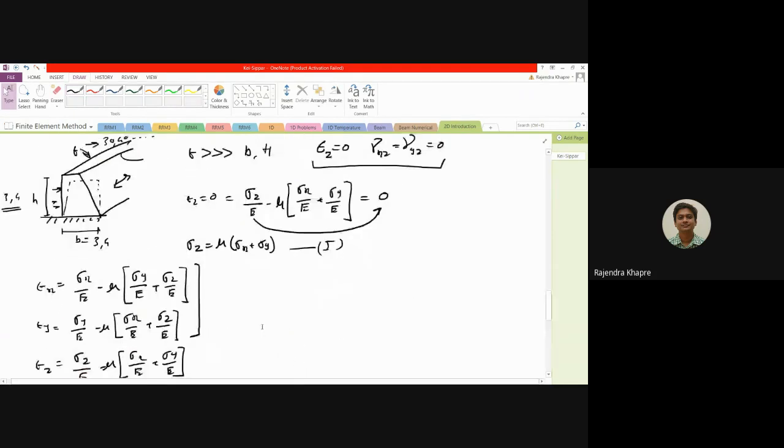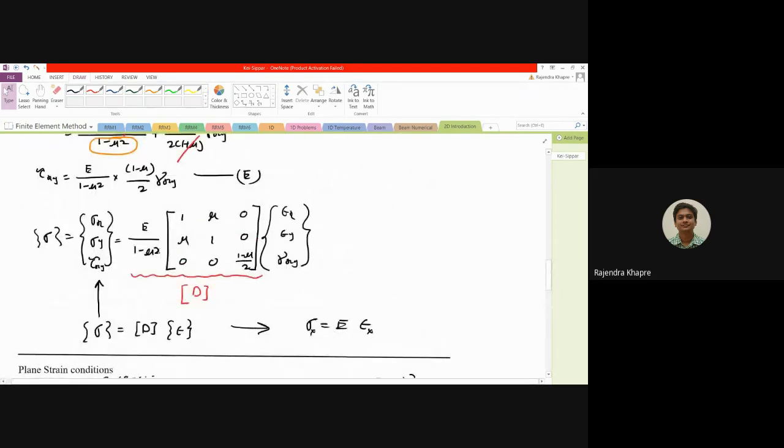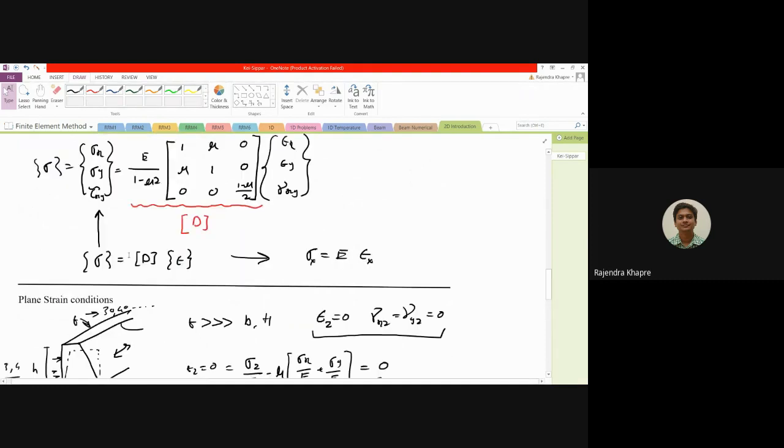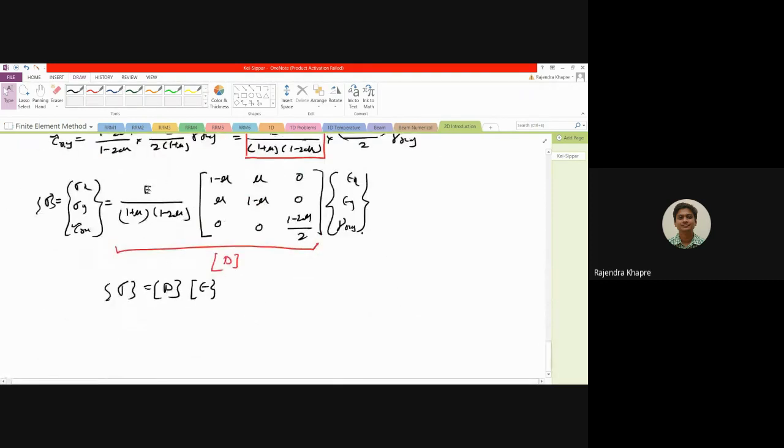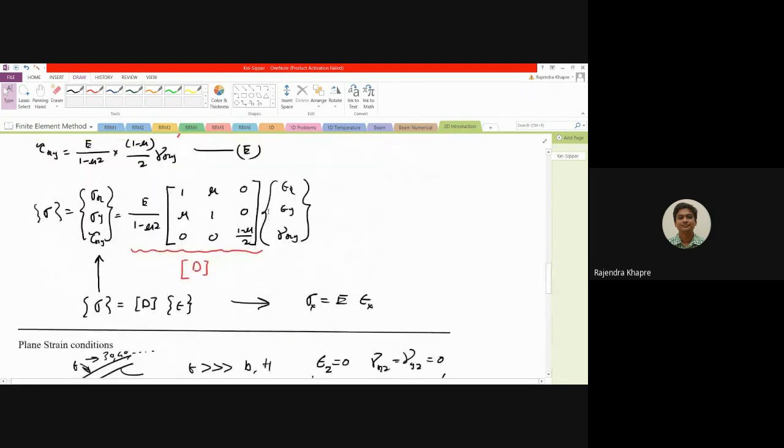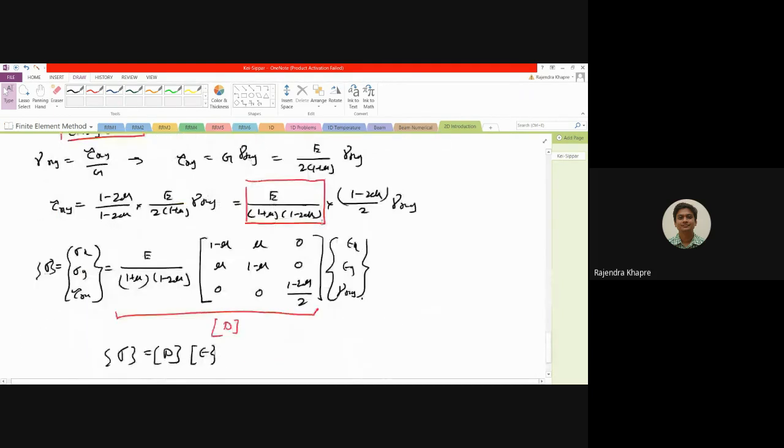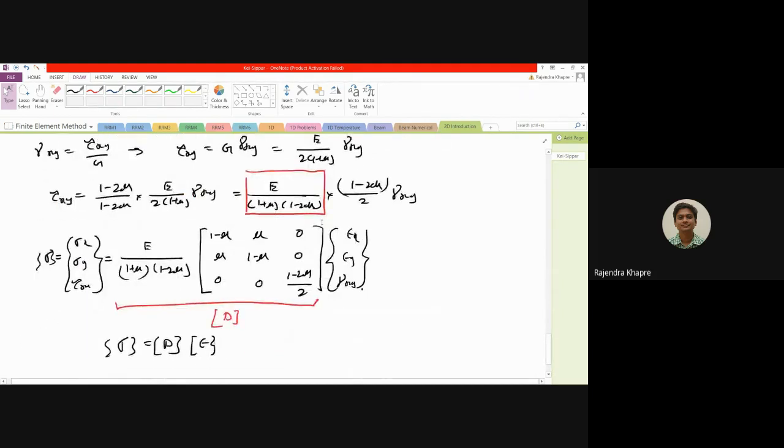If you see the plane stress condition, you have a constant of E divided by 1 minus mu square outside, whereas over here this is E divided by 1 plus mu and 1 minus 2 mu. As far as this matrix is concerned, the coefficients are also different. So depending on the type of problem, whether it is a plane stress problem or a plane strain problem, the value of the D matrix is going to change. Sometimes in the examination this derivation is asked, that is, you have to derive the stress-strain relationship for the plane stress condition or maybe the plane strain condition. In that case, you have to start from the basics and get the derivation done.